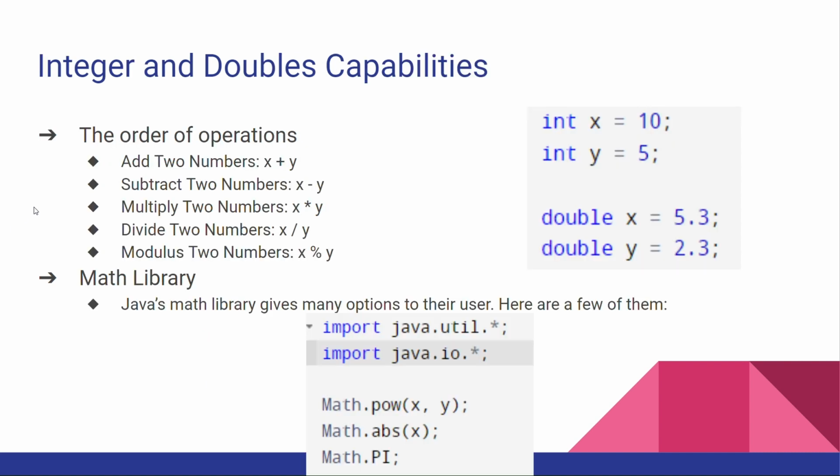So let's look at an example. Let's say we have 2 integers. If we wanted to add them, we would do x plus y. If we wanted to subtract them, x minus y. If we want to multiply them, x times y. And if we want to divide, x divided by y. And for modulus, which gets us the remainder of division, it would be x % y.